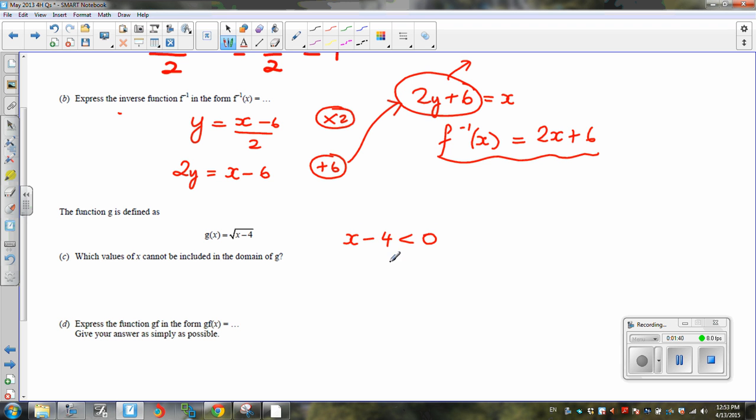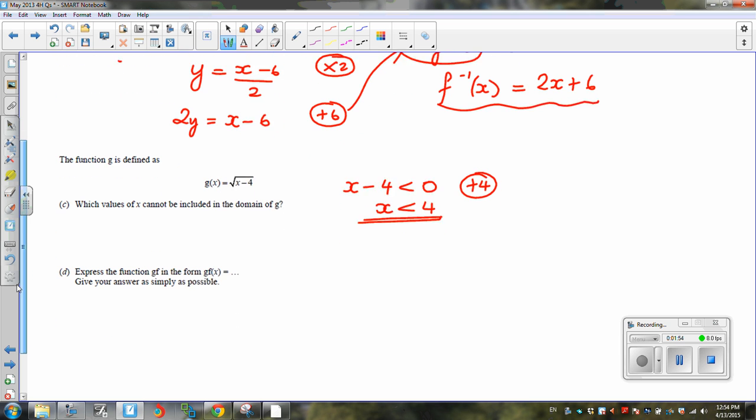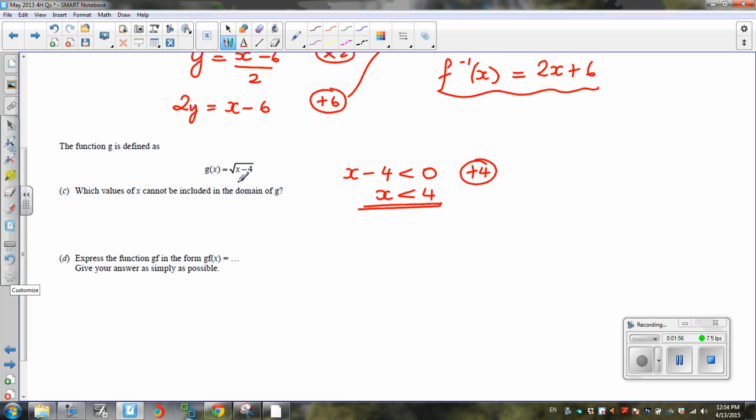Now, if x minus 4 is less than 0, if I add 4 to both sides, x is less than 4. So essentially, if x is anything less than 4, so for example, if x is 2, you'd be finding the square root of 2 minus 4, which is impossible. You can't find the square root of a negative number. Okay, so these are the values of x that you can't have in the domain.